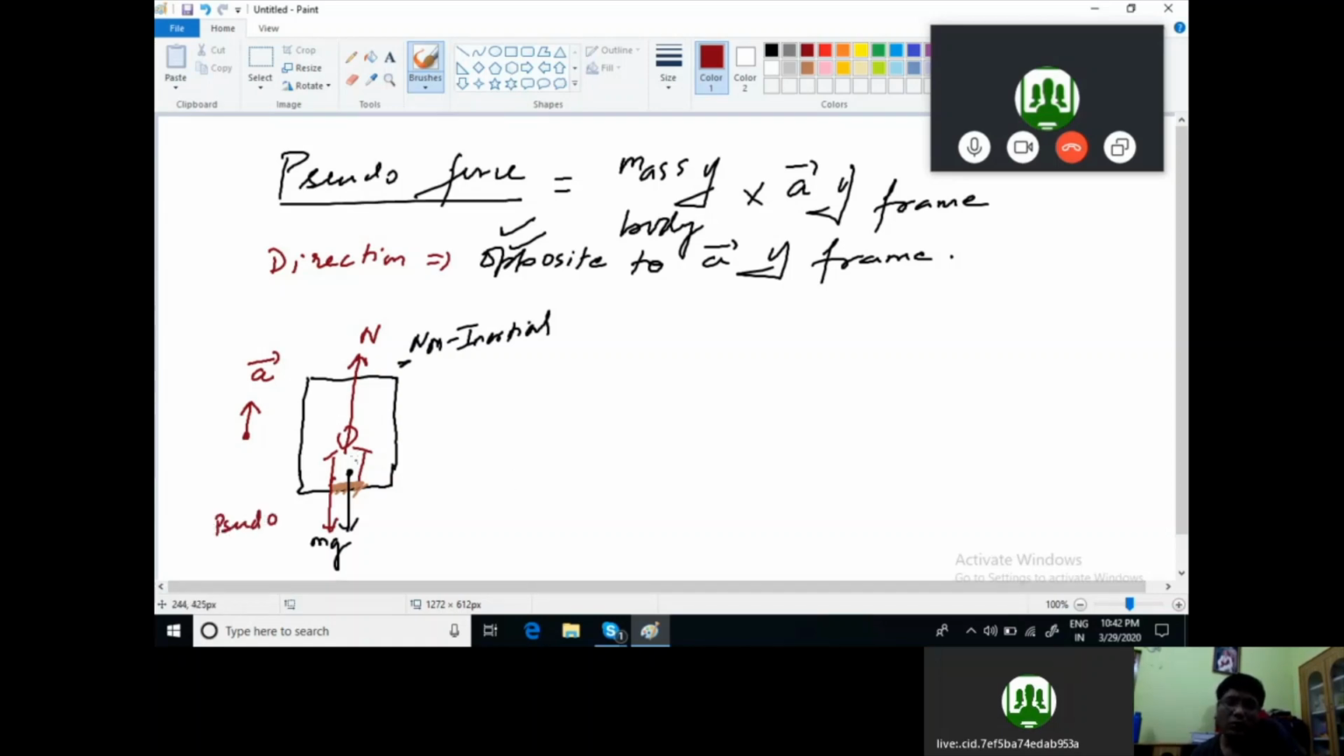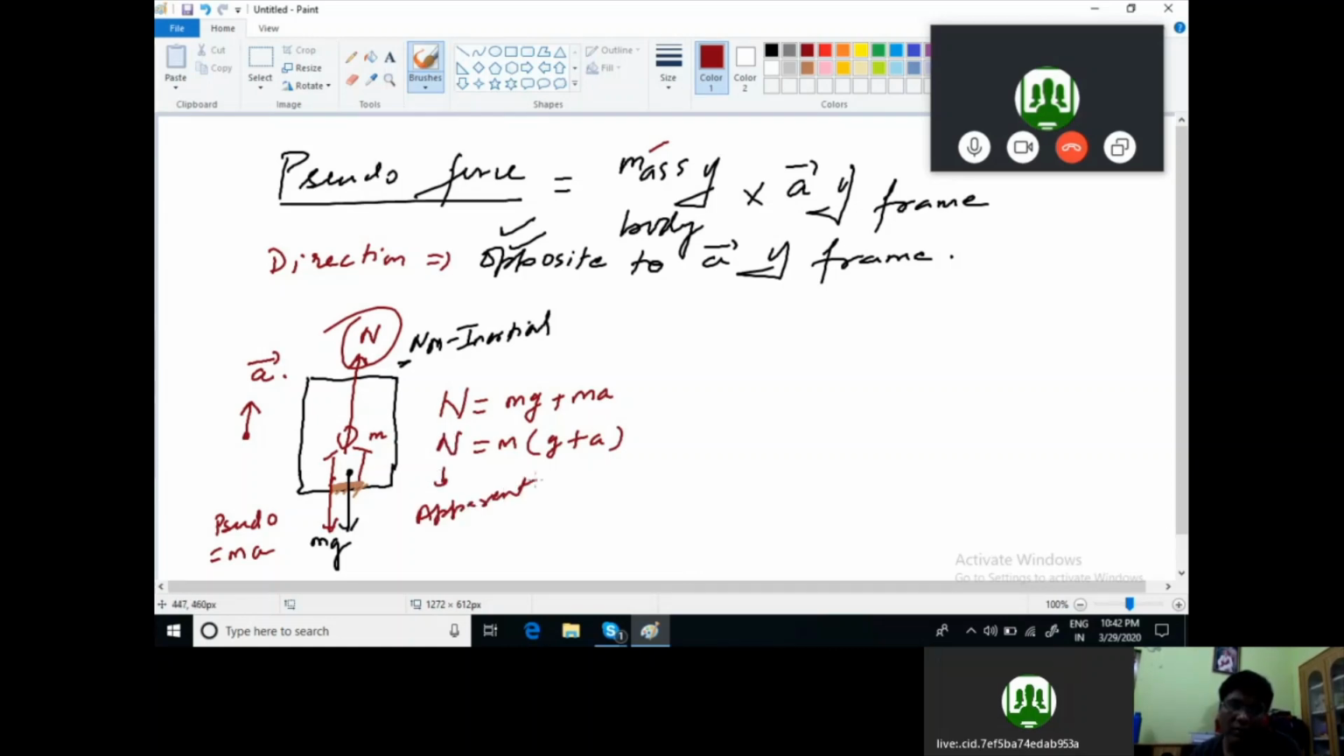What is the pseudo force acting here? The formula is mass of the body, the mass of this man is suppose M, times acceleration of the frame. So the pseudo force here is M times A. Now simply apply your vector physics. There is one vector in the upward direction and two vectors in the downward direction. So N will be equal to Mg plus Ma. M common, it is M times G plus A, and this is nothing but the apparent weight of the body.